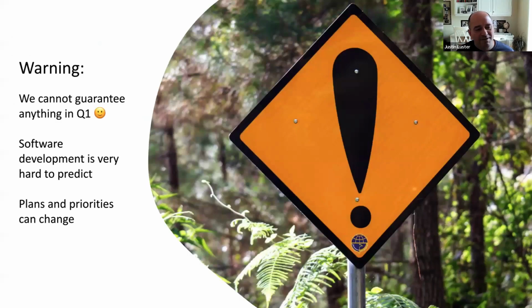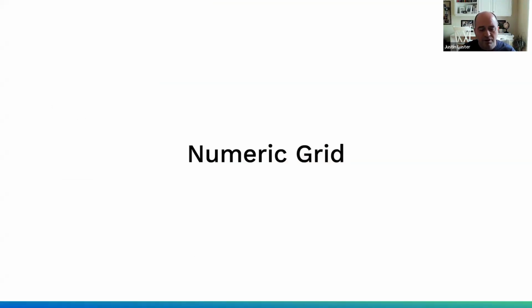Okay, so before I get into our plans for Q1, I have a big warning here. We can't guarantee anything. We work hard, but software development's really tricky and it's hard to predict, and also our plans and priorities can change. So I'm going to talk a little bit about our plans for this next quarter. We have three teams actually working on Discover: two development teams and a platform team.